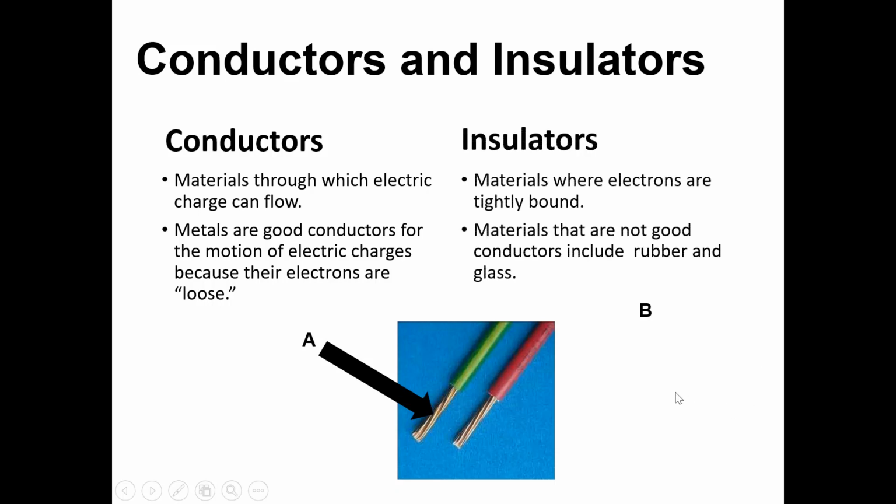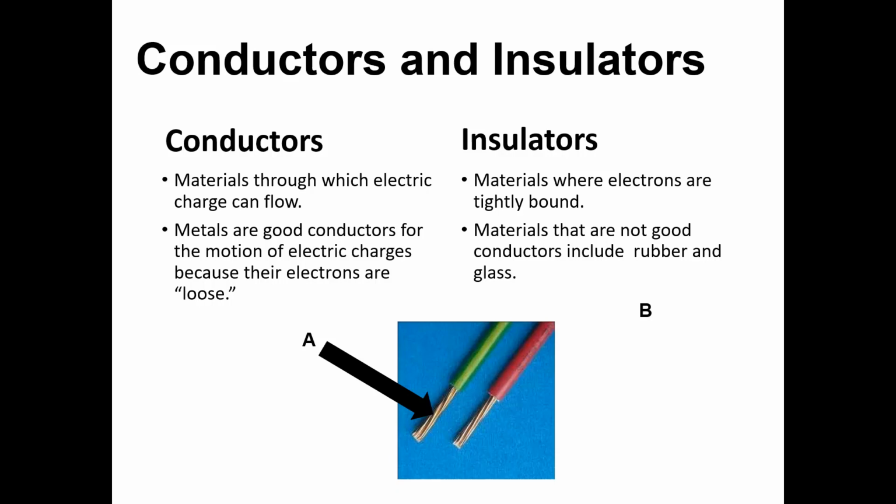Insulators, on the other hand, are materials where electrons are tightly bound. They don't float around real easily. They don't skip from one atom to the other. Remember, like scuffing your feet on the floor? Those let the electrons leave and connect to your feet easily. But materials that are not good conductors include rubber and glass.